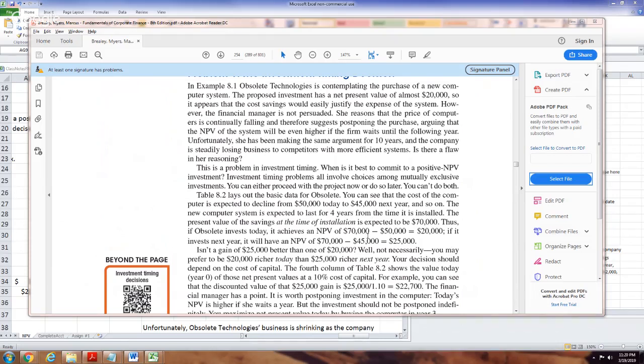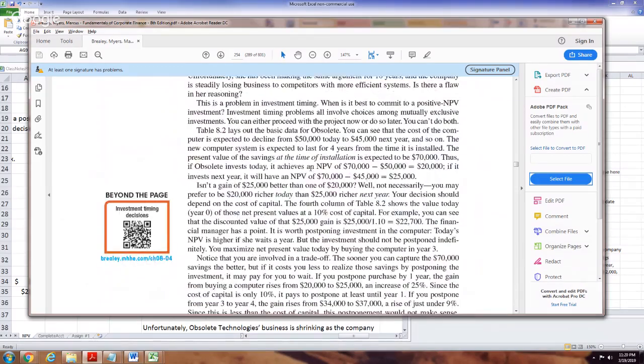But based on the cost, you're going to have an NPV that you compute that changes. So isn't a gain of 20 better than 20? Isn't a gain of 25,000 better than 20? Well, it depends on how far away that is. If it's 25,000 next year, 20,000 this year, is 25,000 next year the same as 20,000 this year?